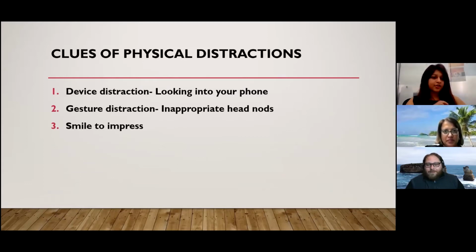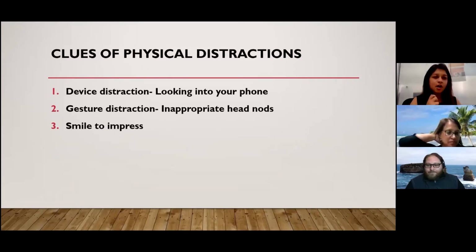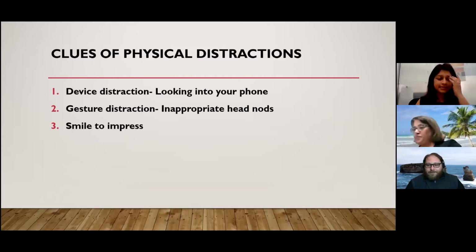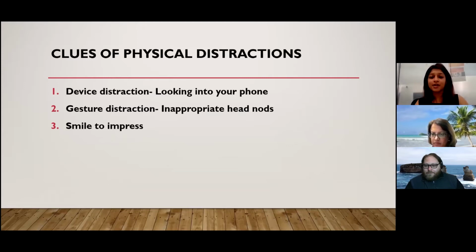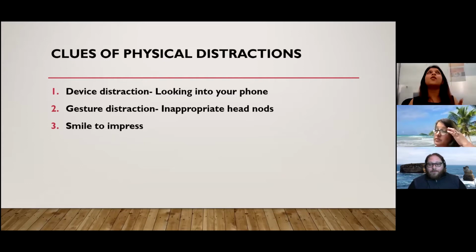So the clues of physical distraction definitely are body language and the device distraction that we have. For example, looking into your phone, looking into other things, or attaching ourselves to objects is definitely a form of distraction. Sometimes we also use inappropriate body language gestures, for example, inappropriate head nods. So in a group, in a meeting, maybe you're not able to understand a certain concept, maybe you are not paying attention, but all of a sudden you look around and you see people are saying yes, and you join the gang. That sort of body language is definitely a physical distraction clue. Smile to impress. I think we have all faced the situation.